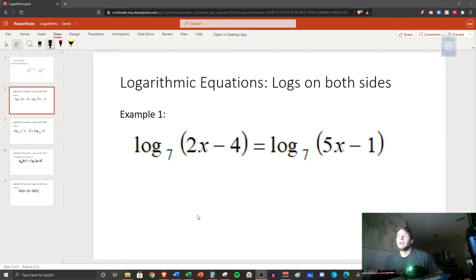All right, so here we have a situation where we have logarithms on both sides. Now, what we've normally been doing with these is converting them back to exponentials. Let me show an example.